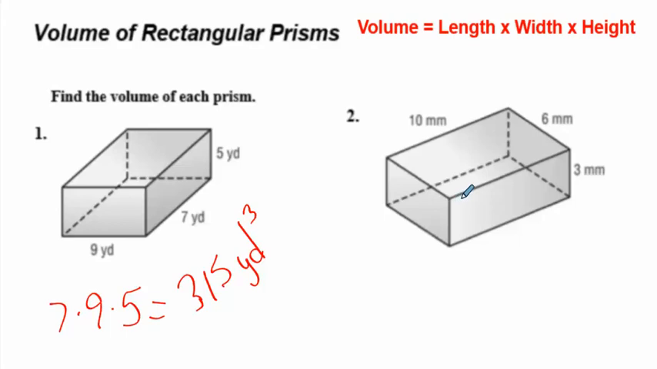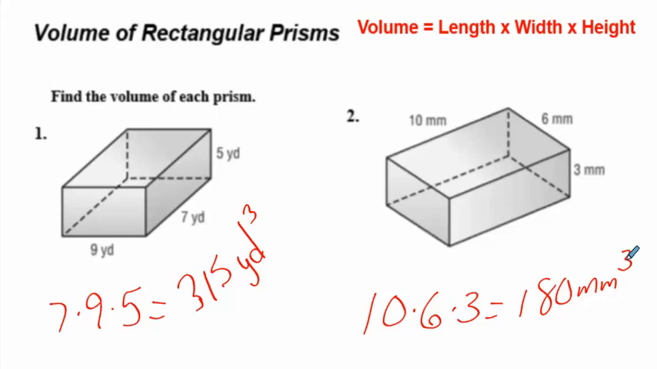Go to the next one, length times width times height: 10 times 6 times 3. Sorry, my pen is going crazy. 10 times 6 is 60, times 3 is 180 millimeters cubed, or cubic millimeters, okay? So that was kind of the fifth grade stuff.